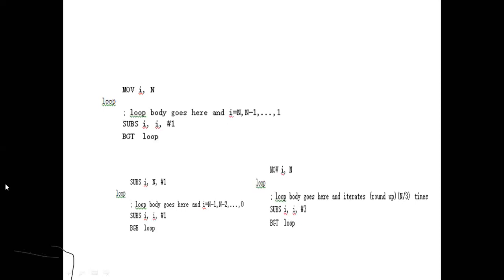So you can decrement it by any number of times. Look at this one, move I comma n. So the n value will be moved to I, and it gets subtracted by 3. That is, for each iteration the value of I will be decremented by 1.